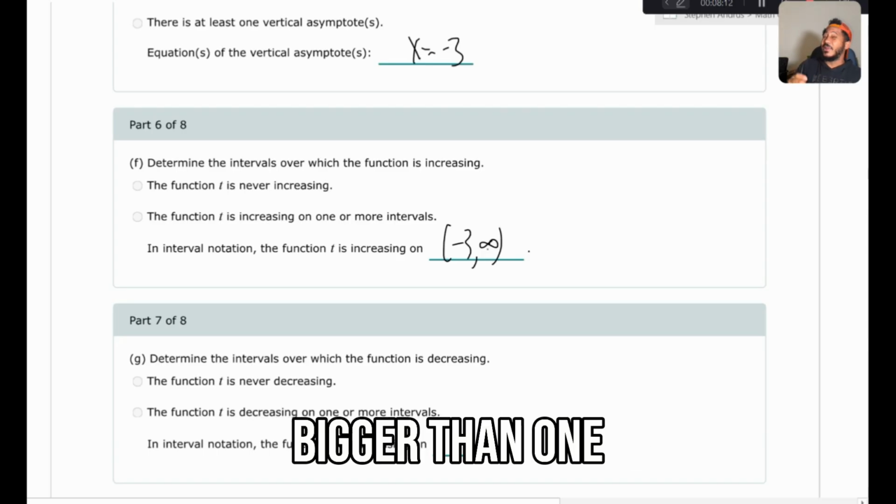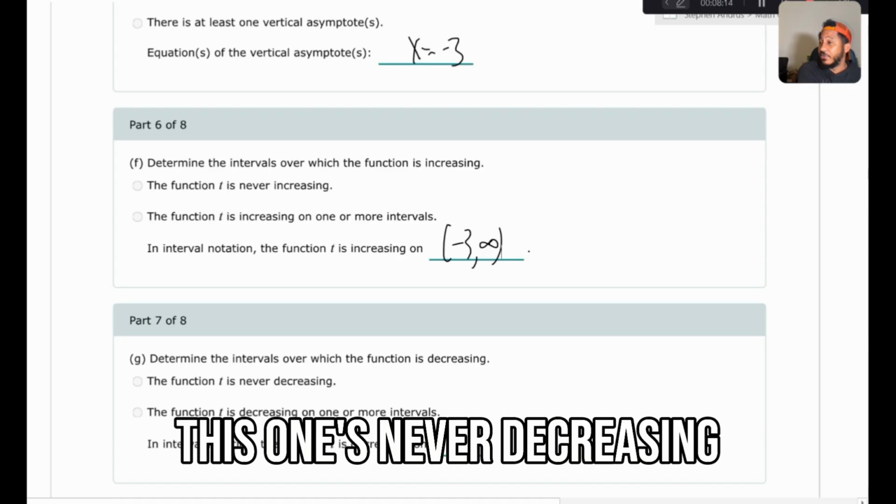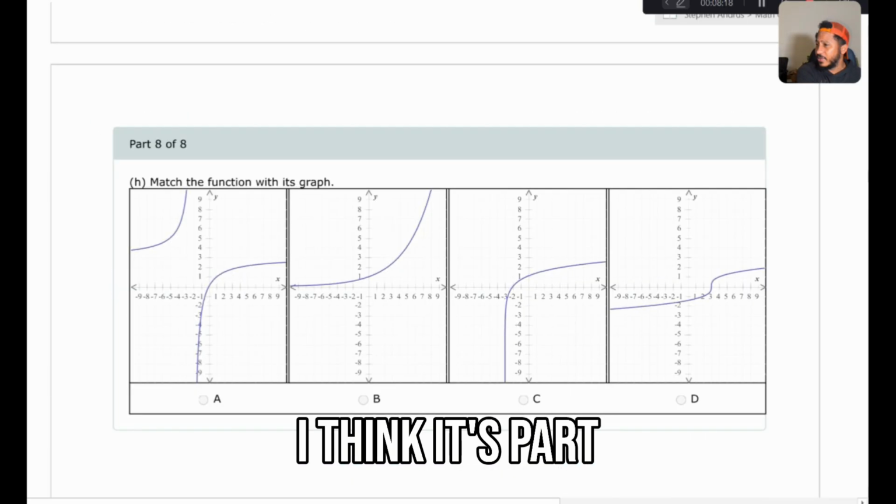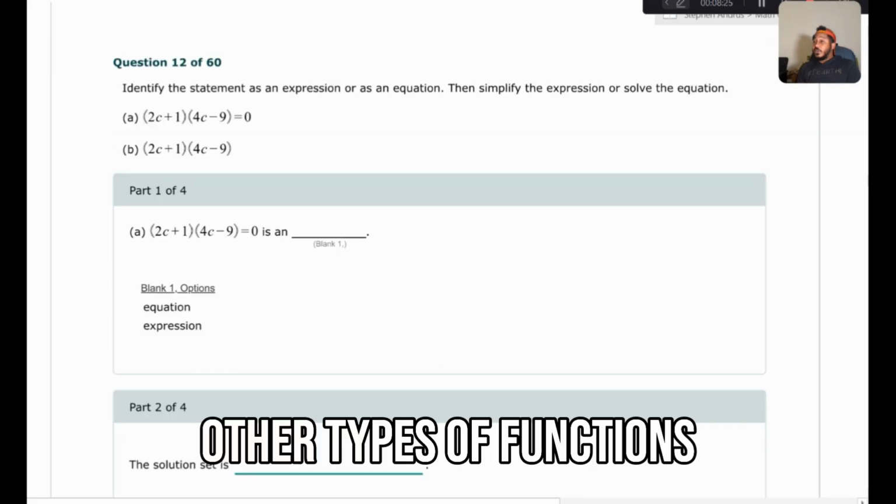Again, because that base is bigger than 1, it's an increasing function. This one's never decreasing. And then which graph? I think it's part C here. Right. I didn't get to other types of functions, like other types of problems.